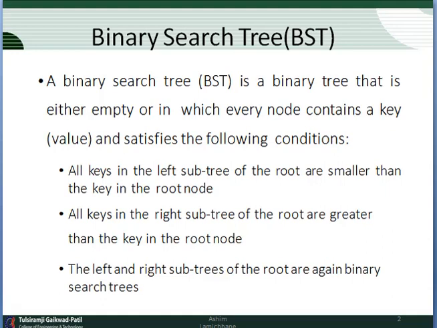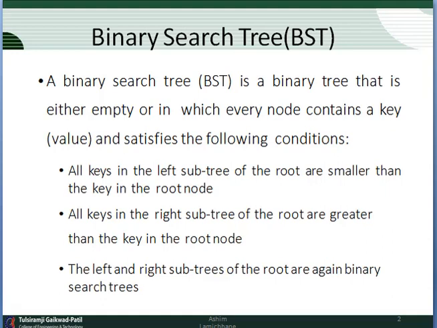It is a binary tree that is either empty or in which every node contains a key, that is a value or element, and satisfies the following three conditions. There are three different conditions. If a particular tree satisfies all these three different conditions, then and only then we say that the tree is called a binary search tree.